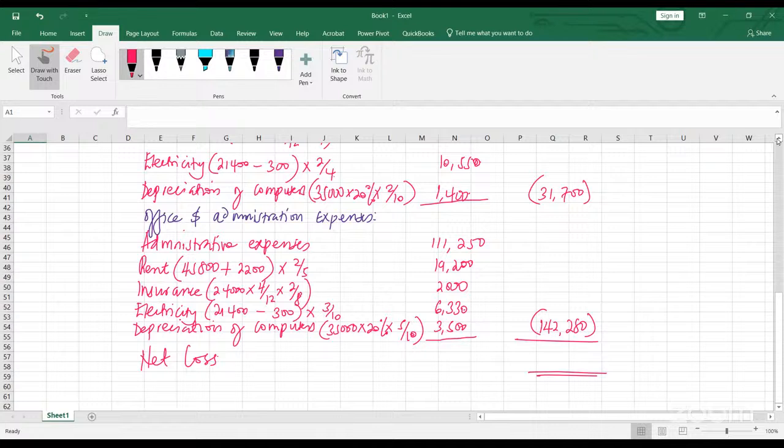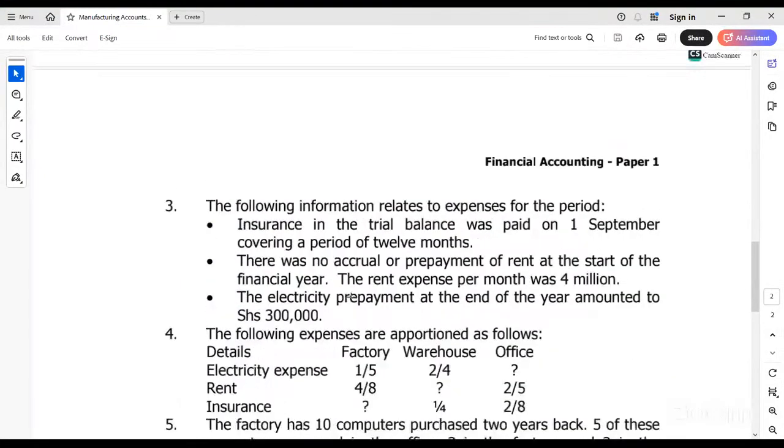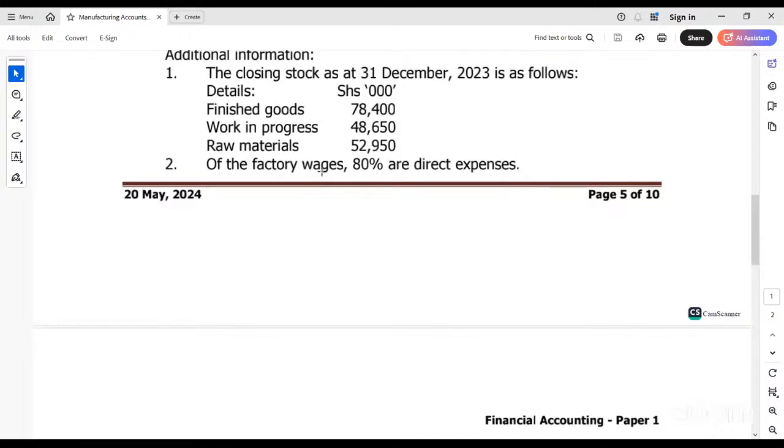Kaija is asking, where does the 20% wages go? I think you missed the first session, but the 20% wages were indirect wages, and we charged them under the factory overheads. You need to check the previous recording, the first session of last Saturday, to see what we did. 20% of the wages are indirect, so they appeared under the factory overheads.